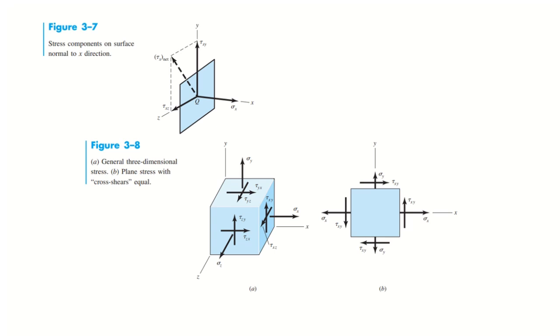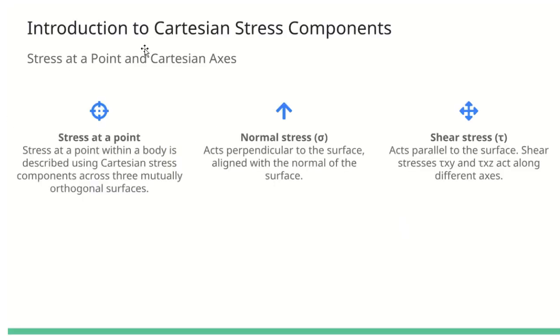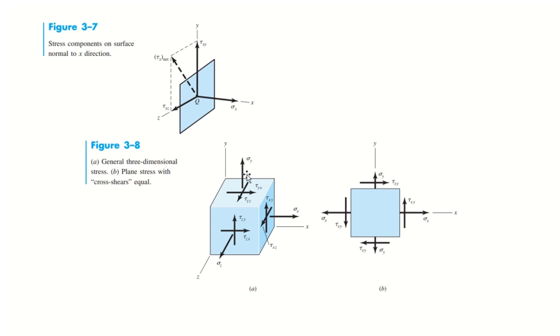So you can see the introduction to Cartesian stress components: stress at a point within a body is described using Cartesian stress components across three mutually orthogonal surfaces. You can see in the picture depicted in the textbook, Figures 3.7 and 3.8, like this. It is an orthogonal cube, okay?